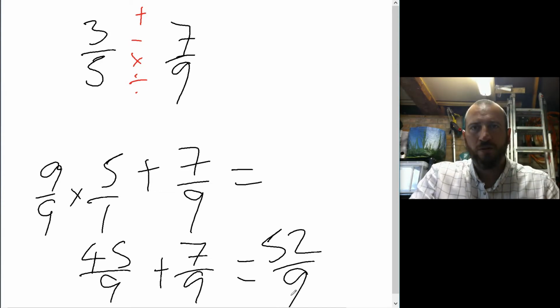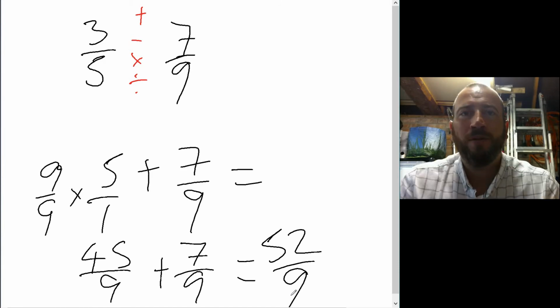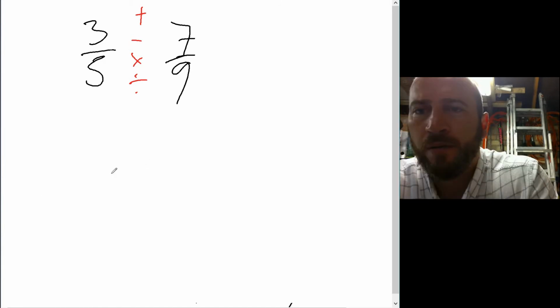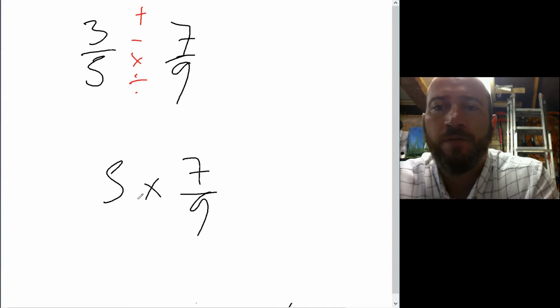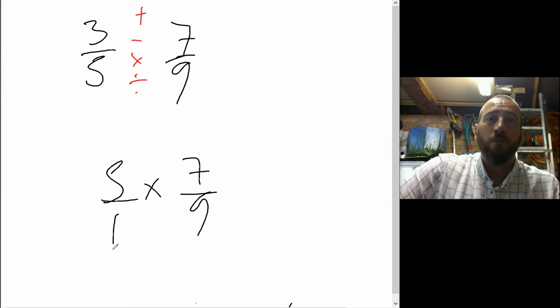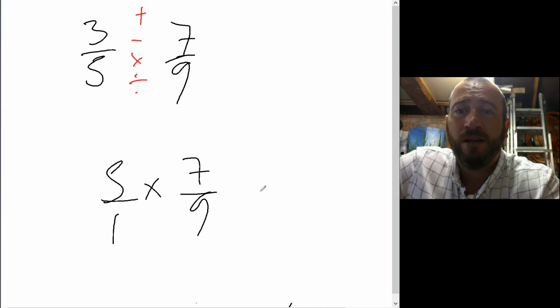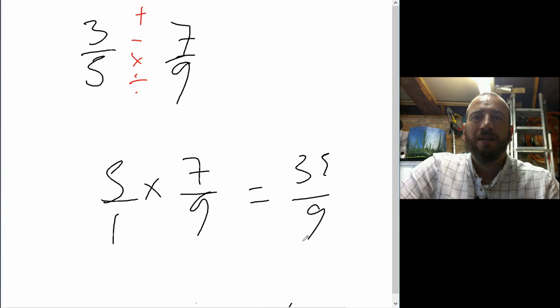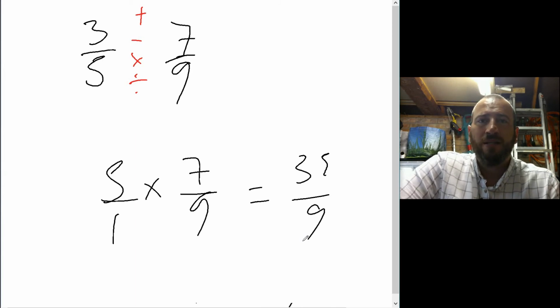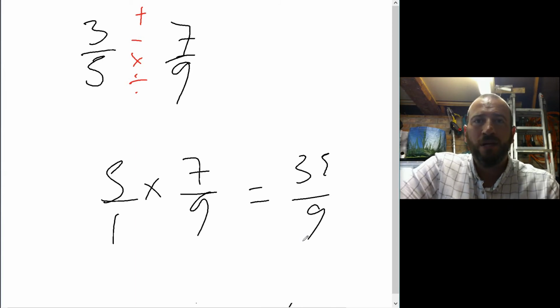Any number over 1 is a fraction. It'll help us when we multiply, for example, 5 times 7 over 9. 5 over 1 is a fraction if we're multiplying. 5 times 7 is 35 over 9. So we do 5 times 7, 1 times 9.